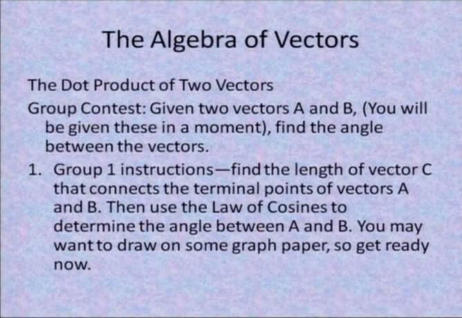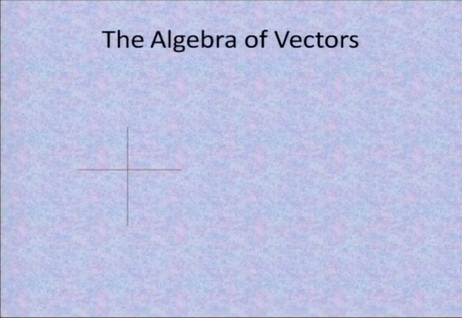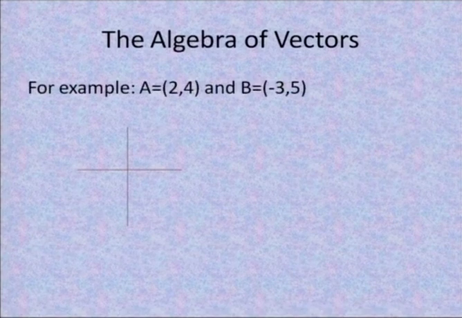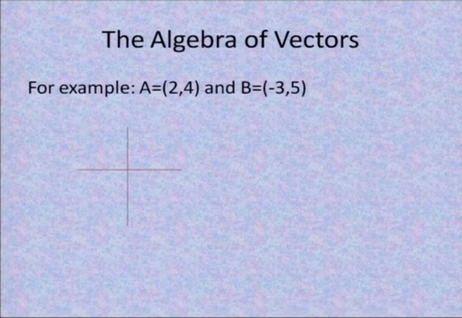You might want to do this on some graph paper or something where you can do it fairly straight so you can see what's going on. So you can actually go over 2 and up 3, that sort of thing. So you might want to get ready now. Let's look at what group 1 is going to be doing. Group 1 is going to be taking, as an example, vector 2, 4, and a vector -3, 5. They're going to draw those two vectors.